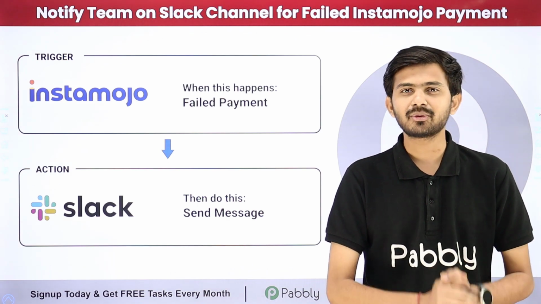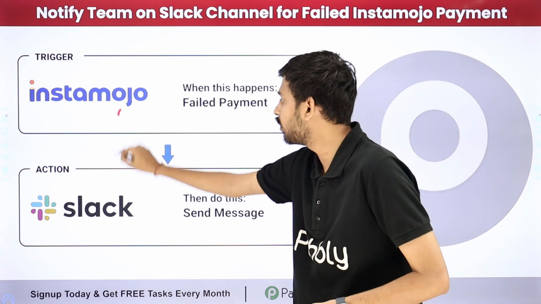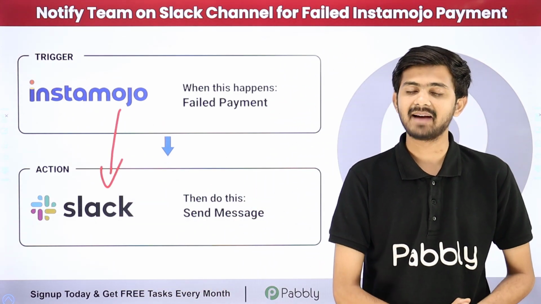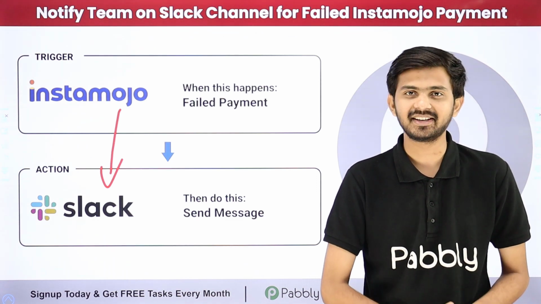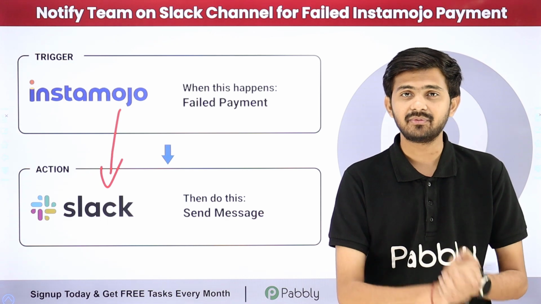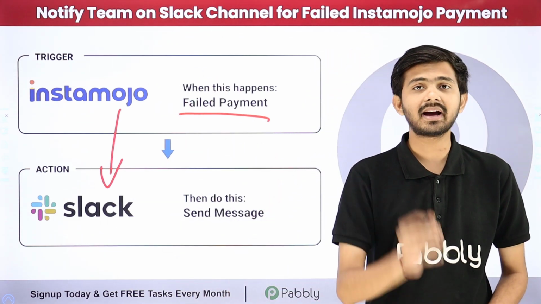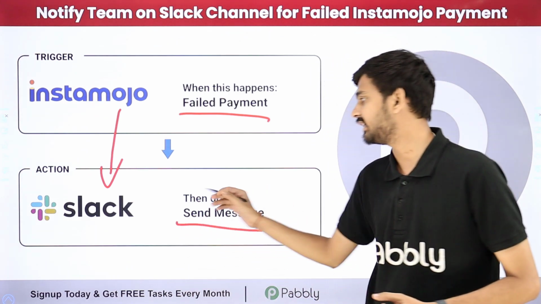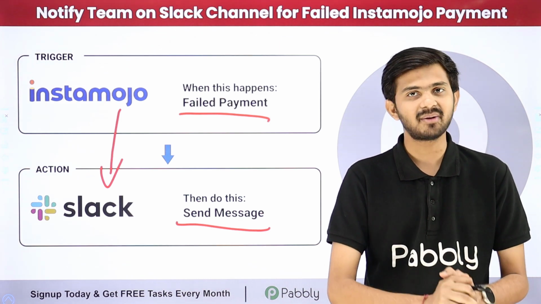So for doing this automatically, I need to simply build a connection between Instamojo and Slack. For building this connection, I'm going to use Pabbly Connect. Pabbly Connect is an amazing software for automation and integration. With Pabbly Connect, whenever I receive a failed payment through Instamojo, I'm going to automatically send a notification message on my Slack channel to notify my team. So how I'm going to build this connection? For that, let me take you to my computer screen.